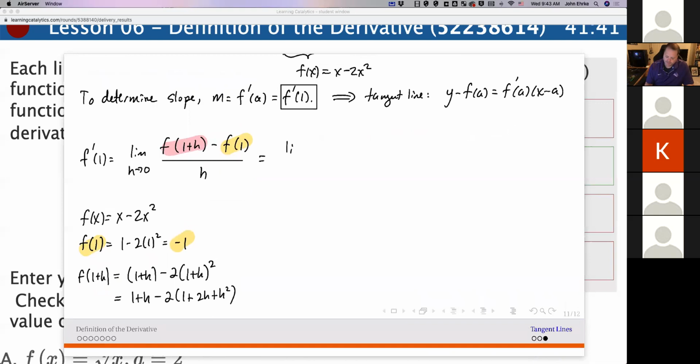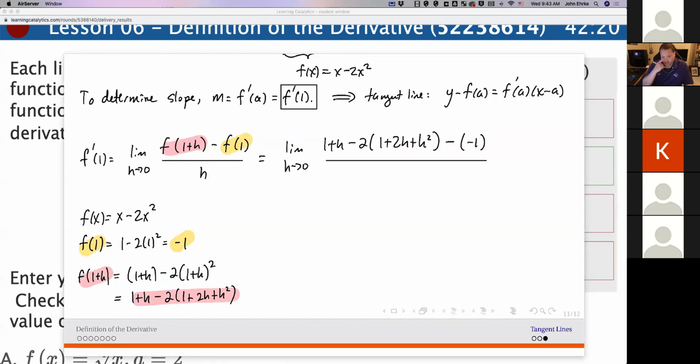So this limit, plugging in the pieces, would be 1 plus h minus 2 times 1 plus 2h plus h squared, minus f at 1, which is -1. Look, once again, parentheses here are your best friend. Anytime you subtract something in this difference quotient, you should wrap it in parentheses just to make sure you remember to negate it. So it's the negative of -1. It'll be +1 there. If you mess that up, you're not going to get things to cancel nicely like we'll see here in a second.